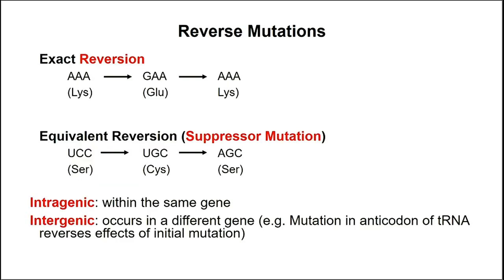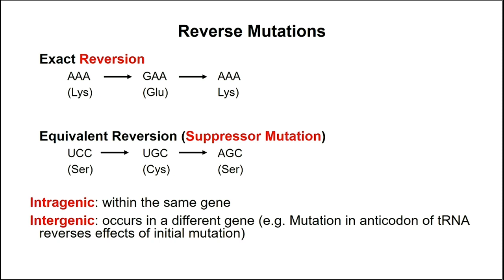Then I want to just tell you that it can happen that you have a mutation to something and you can have another mutation that reverts it back to the original, right? So you can have an exact reversion. We can mutate an AAA to a GAA, and then it could get mutated back to AAA. So that would be an exact reversion.